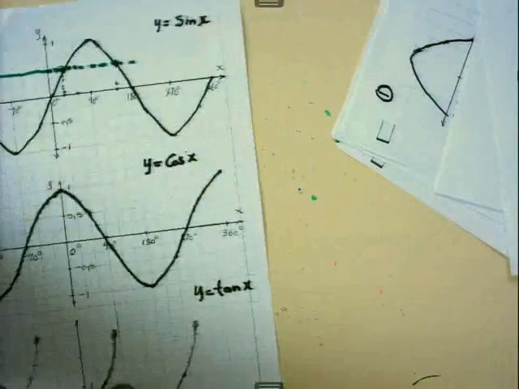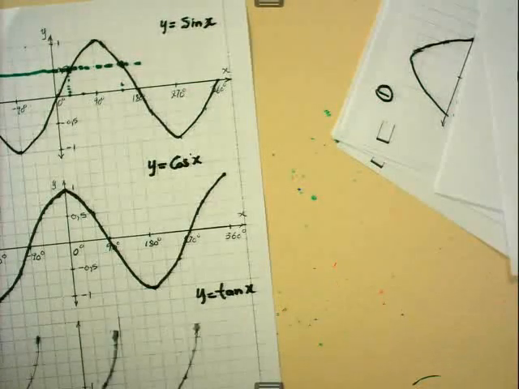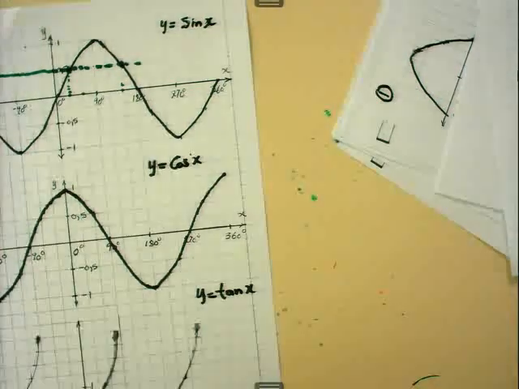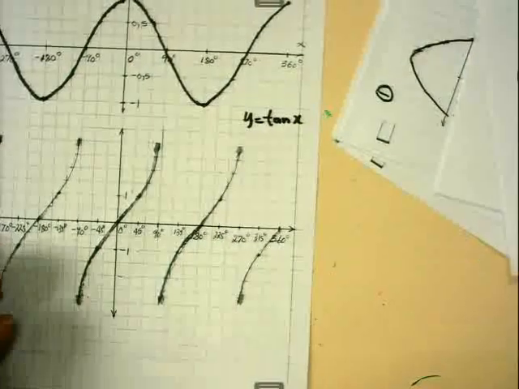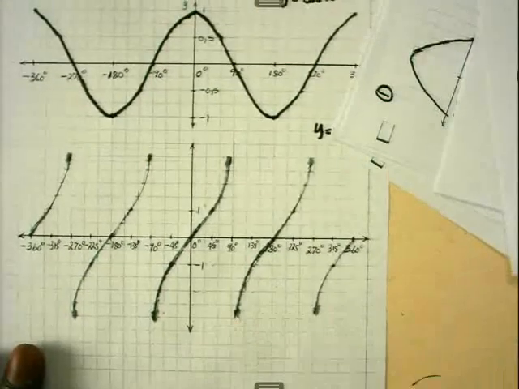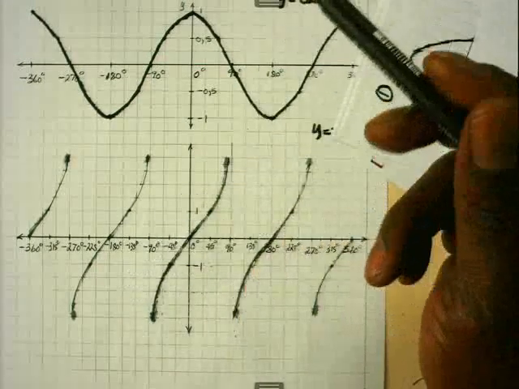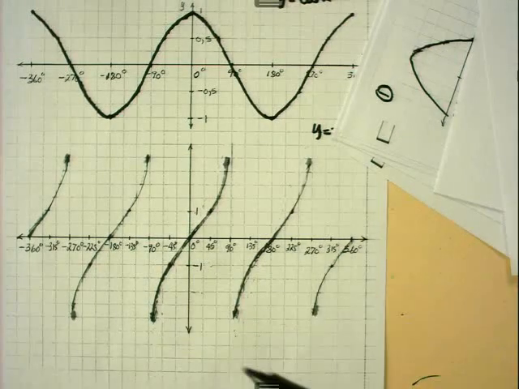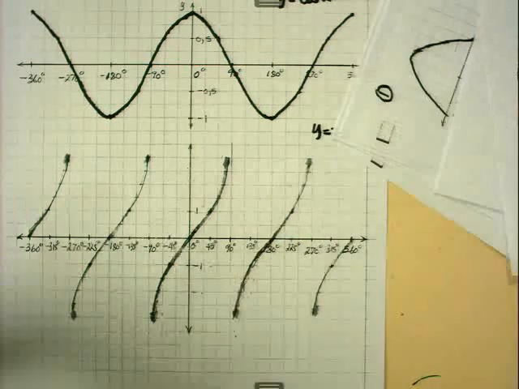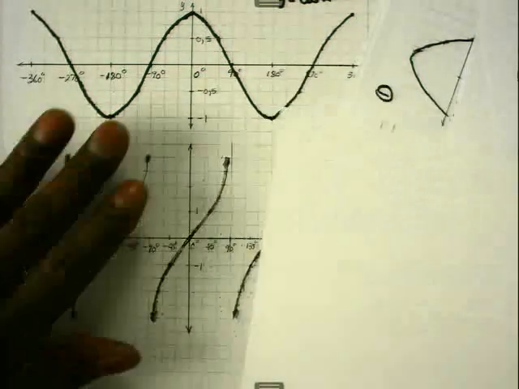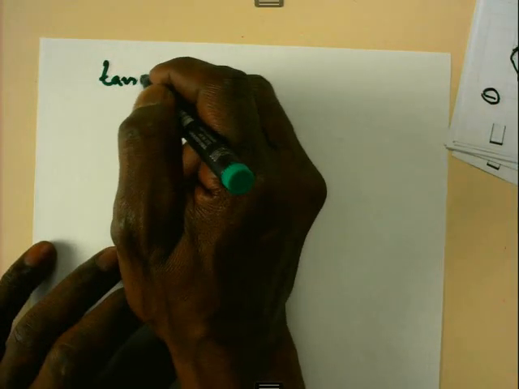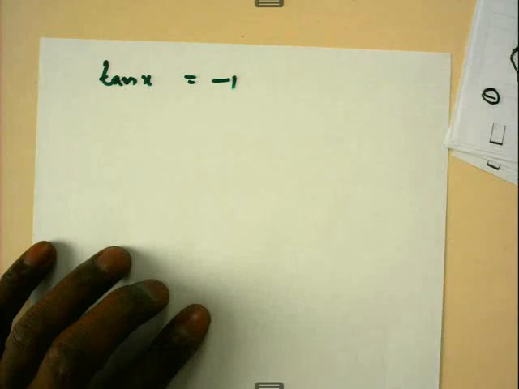Now, I'm having another problem here. In this problem, I make use of tan, which is a graph that is not liked by most of the students. This is a funny one. It's not liked by most of the students. However, we need to deal with it. Suppose we are having this trigonometric equation. We have got tan x is equal to negative 1.